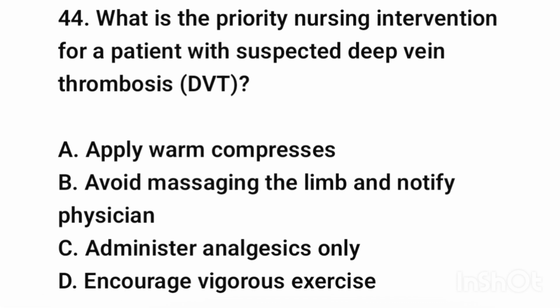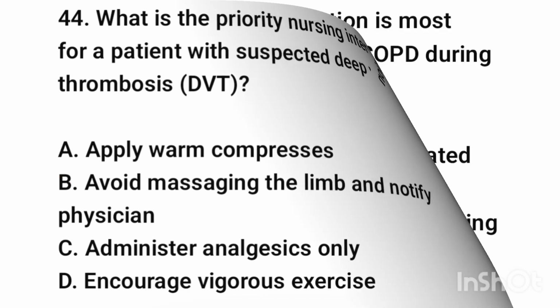Question number 44. What is the priority nursing intervention for a patient with suspected deep vein thrombosis? The correct answer is option B, avoid massaging the limb and notify physician.